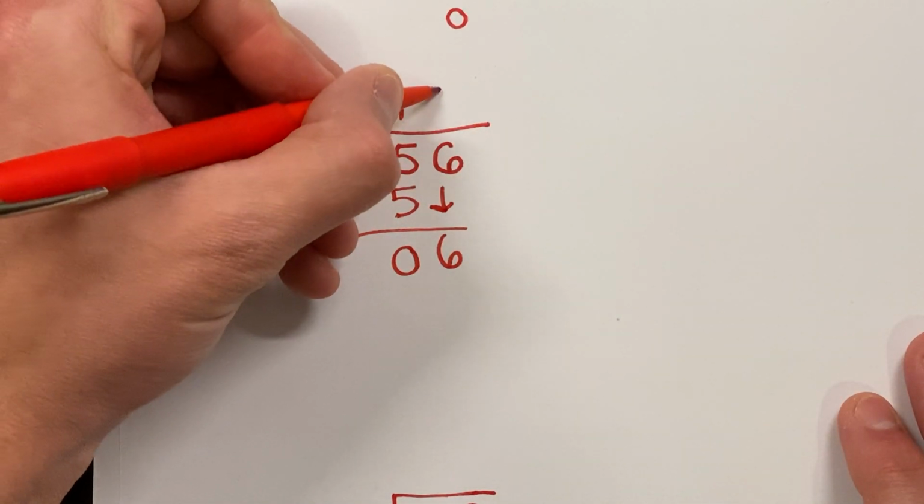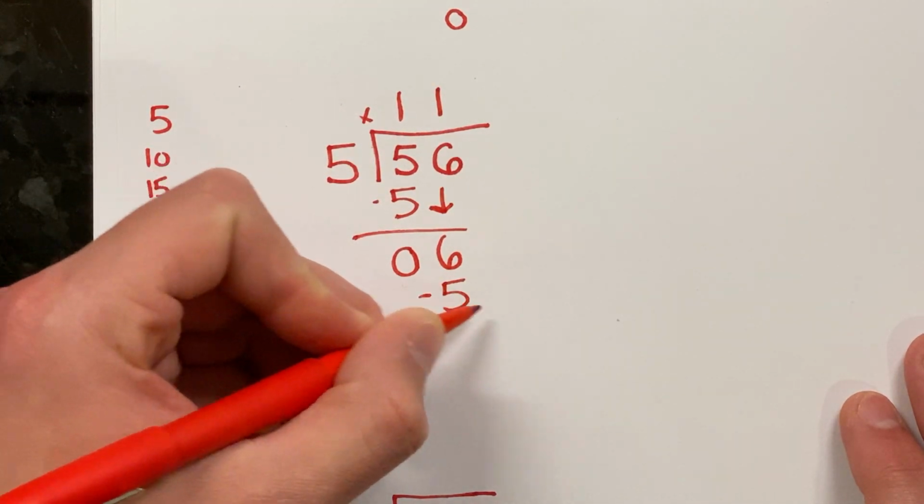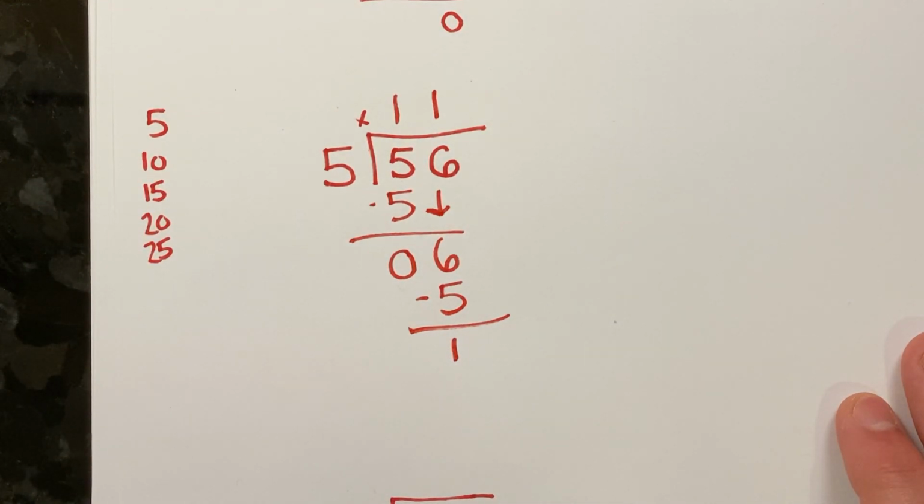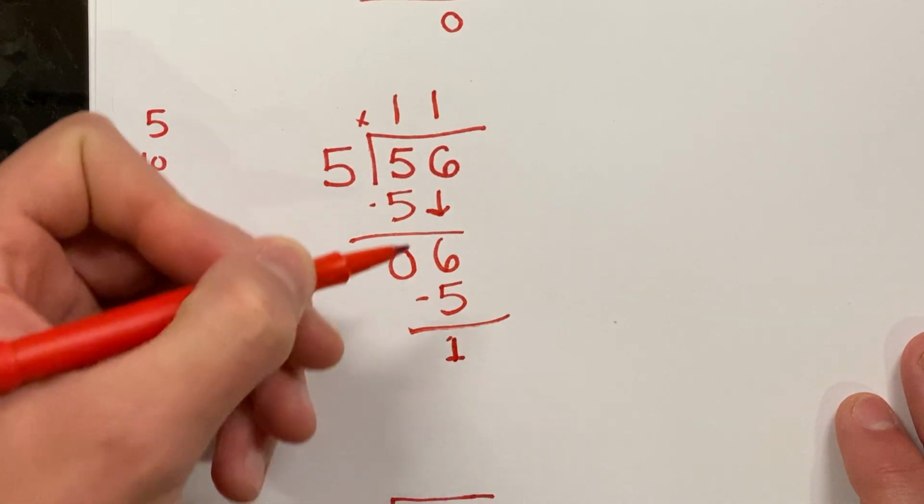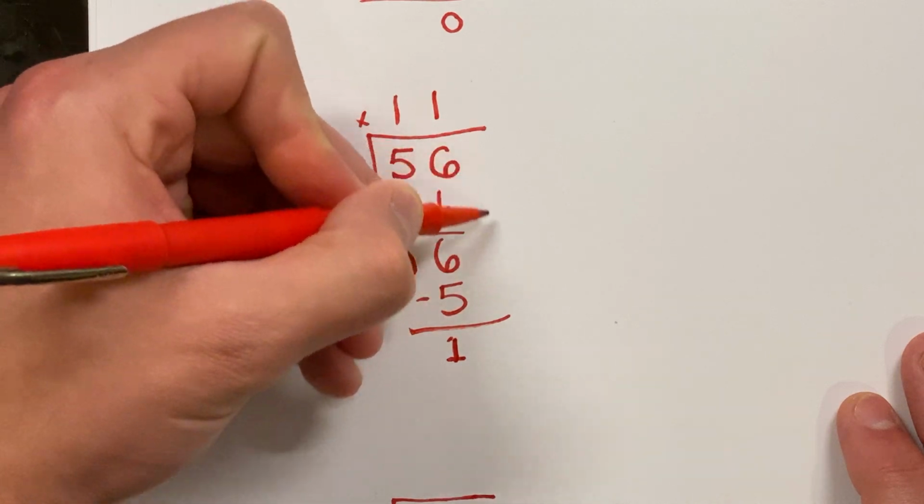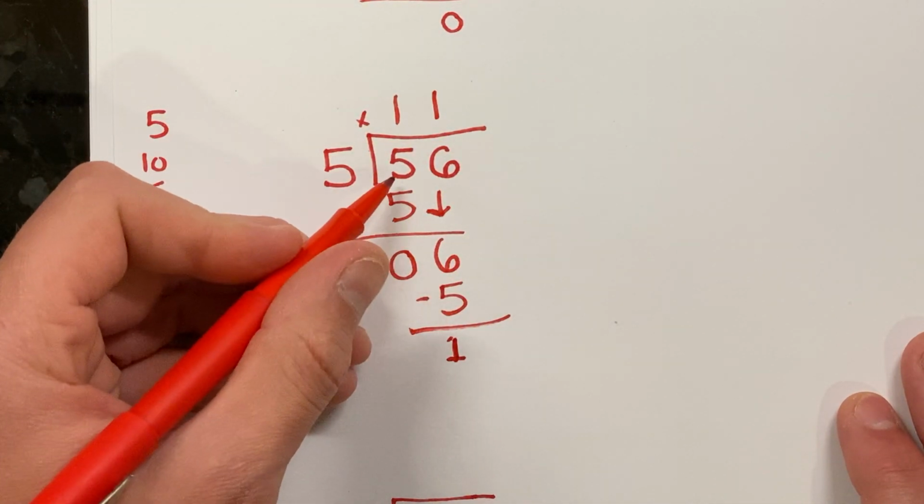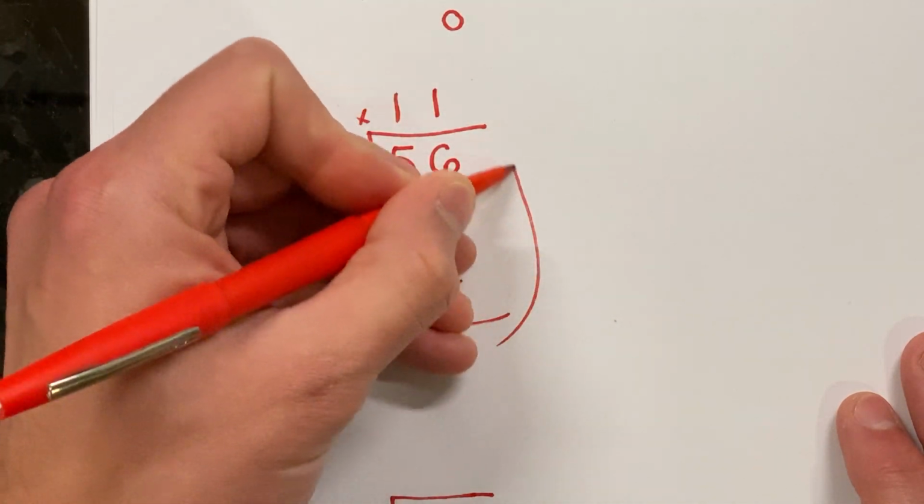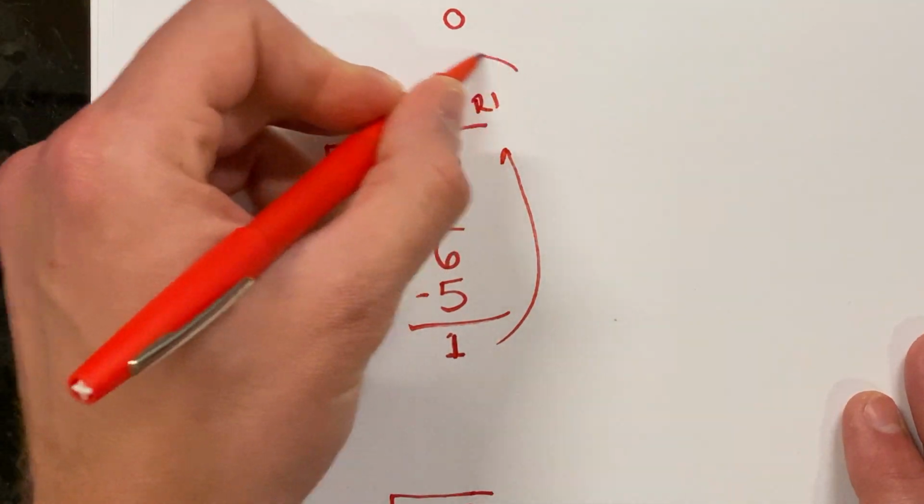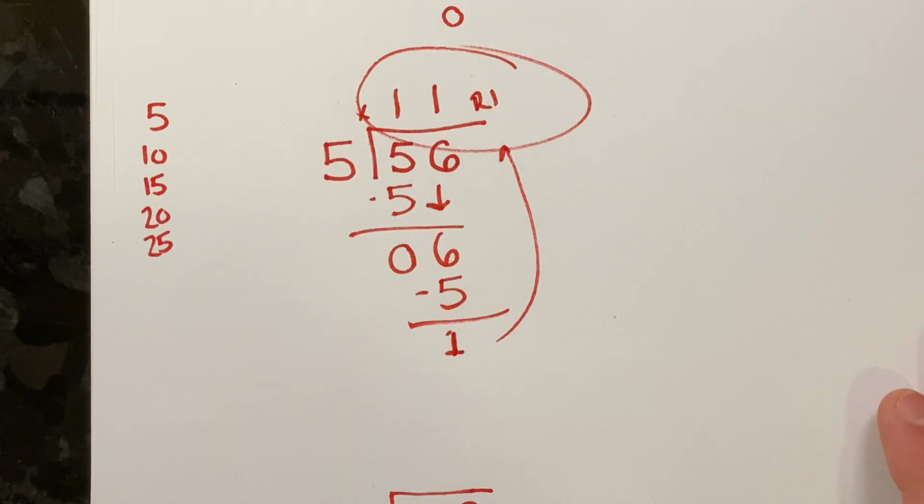So 5 times 1 again is 5. When I subtract, I've got 1 left over. And I say left over, or I say remains, because I've got no other numbers here to drop down. 56 can be divided by 5, 11 equal times, with a remaining 1. So my final answer, 11 remainder of 1.